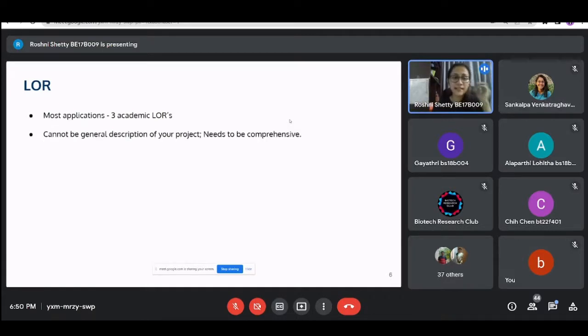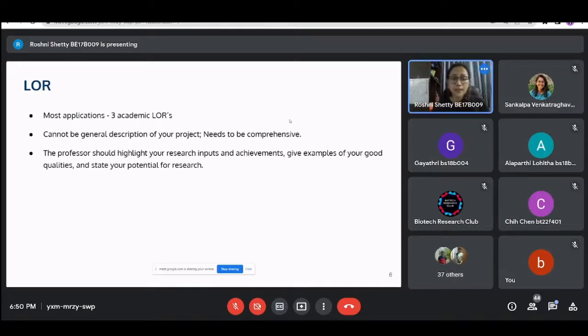Another thing is it cannot be a general description of what you've done, and it cannot just state that he or she has done this and that, and it's been a good project. It needs to be really more comprehensive. The person who's writing your LOR should really know you, and should be able to support in his or her statement your potential for research. The professor should highlight your research inputs, achievements, and also give examples of your qualities or instances where you have performed well. This is very important.